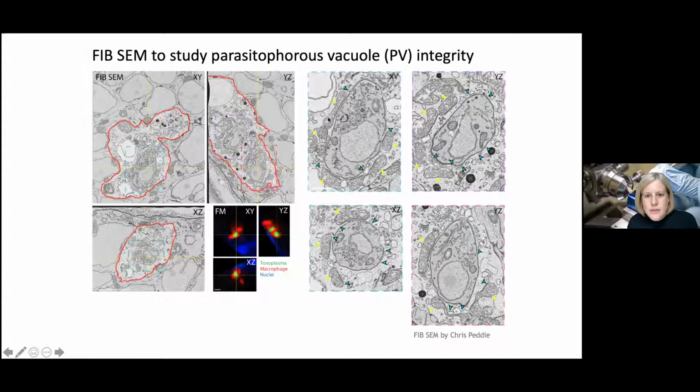First, that you can see mitochondria sitting very close around the PV membrane, which is similar to what happens in mice, which suggests that the model is good in zebrafish. And you can also see, marked by the blue arrows, the PV membrane going around the outside, and also that there are breaks in that PV membrane, which suggests that the parasite is able to escape. And that FIB-SEM data was collected by Chris in the lab.